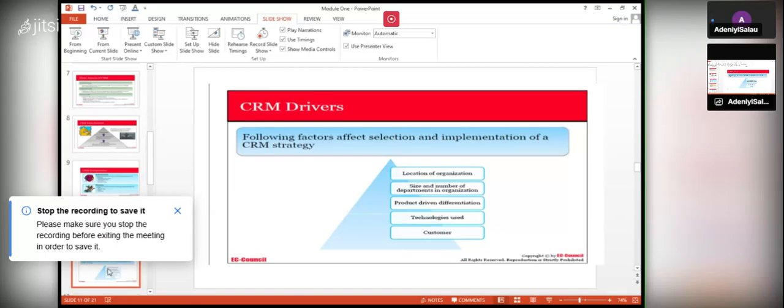Then it is also based on what your customer wants. What the customer wants will determine how you design your CRM, because you have to satisfy the existing customers. At times when you are introducing tools, you don't want to introduce tools that will be a burden to your customer. As much as possible, you want to introduce tools that customers will like, that will help you in retaining your customers.